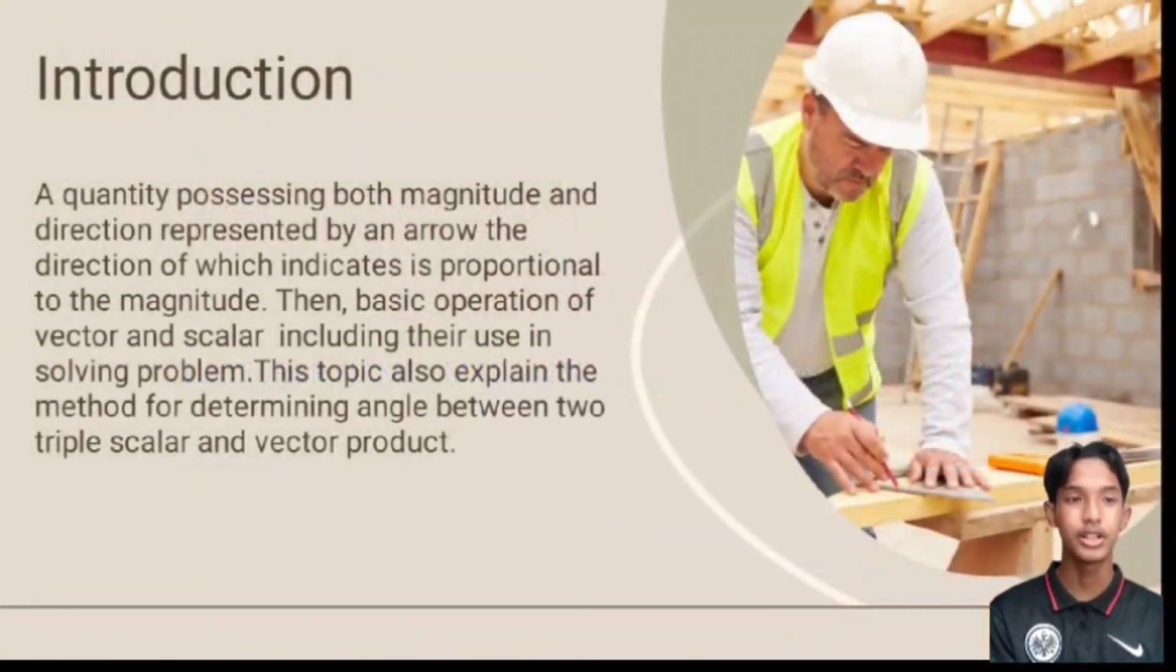Vector is a quantity possessing both magnitude and direction, represented by an arrow, the direction of which indicates the direction and the length is proportional to the magnitude. Then, basic operations of vector and scalar, including their use in solving problems. This topic also explains the method of determining the angle between two vectors, and the triple scalar and vector product.